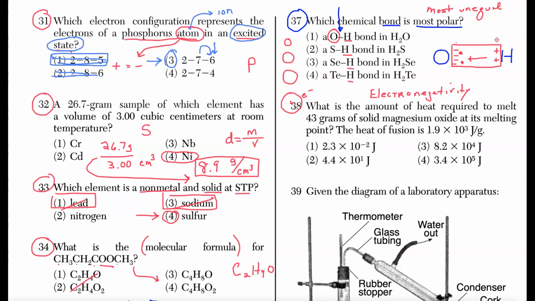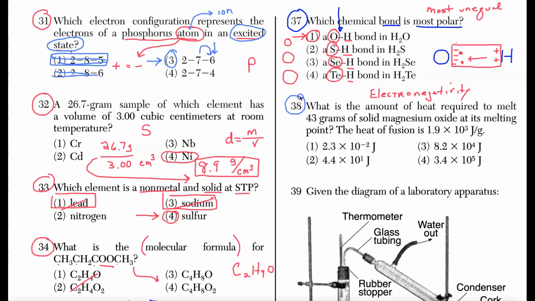I keep talking about the most underutilized table. It lists the electronegativity of these 4 elements. And you could see that O has the greatest electronegativity. And if you wanted to, you can look up the H and subtract them. And you'll see that the greatest difference is choice 1. 37 is 1. On to number 38.